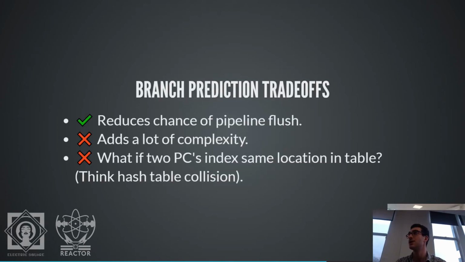But the trade-offs are all fairly similar. We've got reduced chance of a pipeline flush or pipeline stall, because the idea is, now we're speculatively loading stuff into our pipeline. If we've got a good predictor, we're less likely to have to discard what we've processed so far and start again. But we do get lots of complexity in our CPU. And also, if our branch prediction table is limited in size, it's very possible that two program counter indices will clash, like what you'd get in a hash table, and that can lead to bad behavior as well.